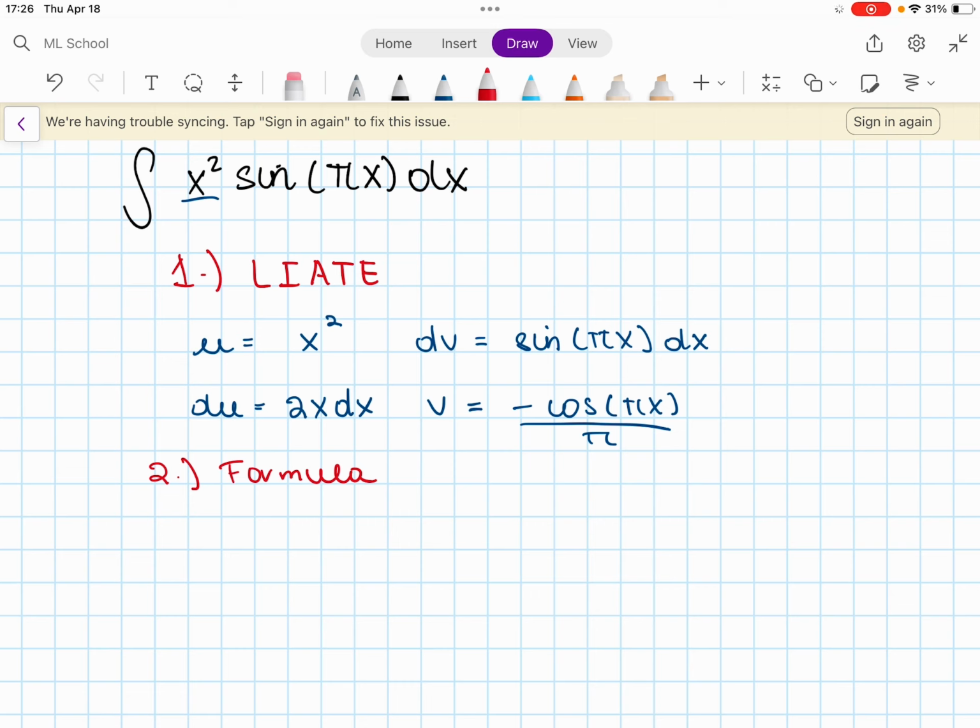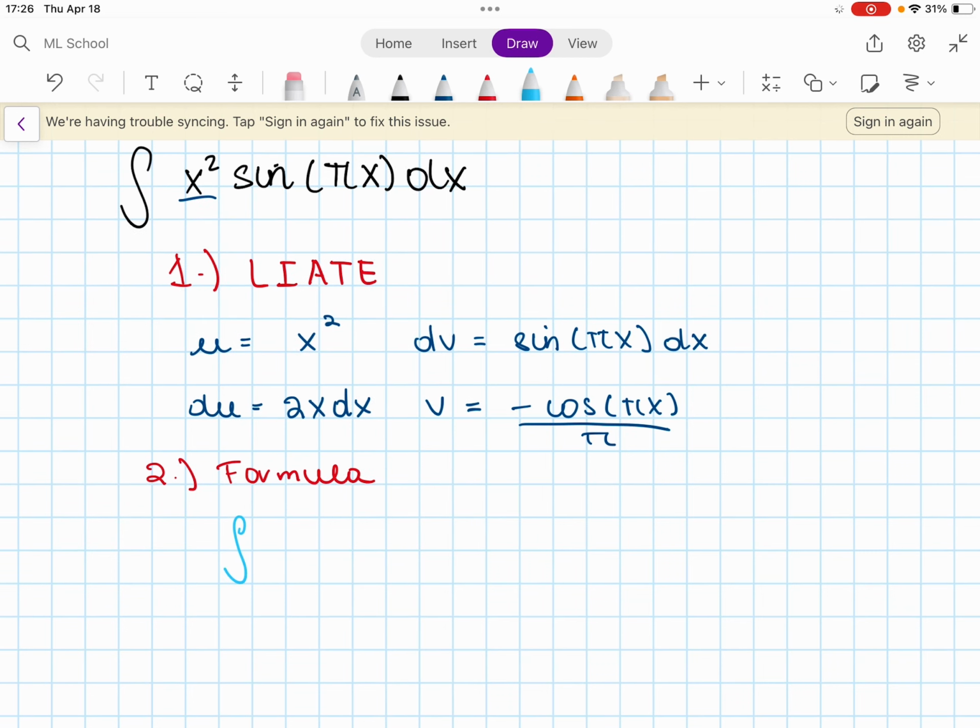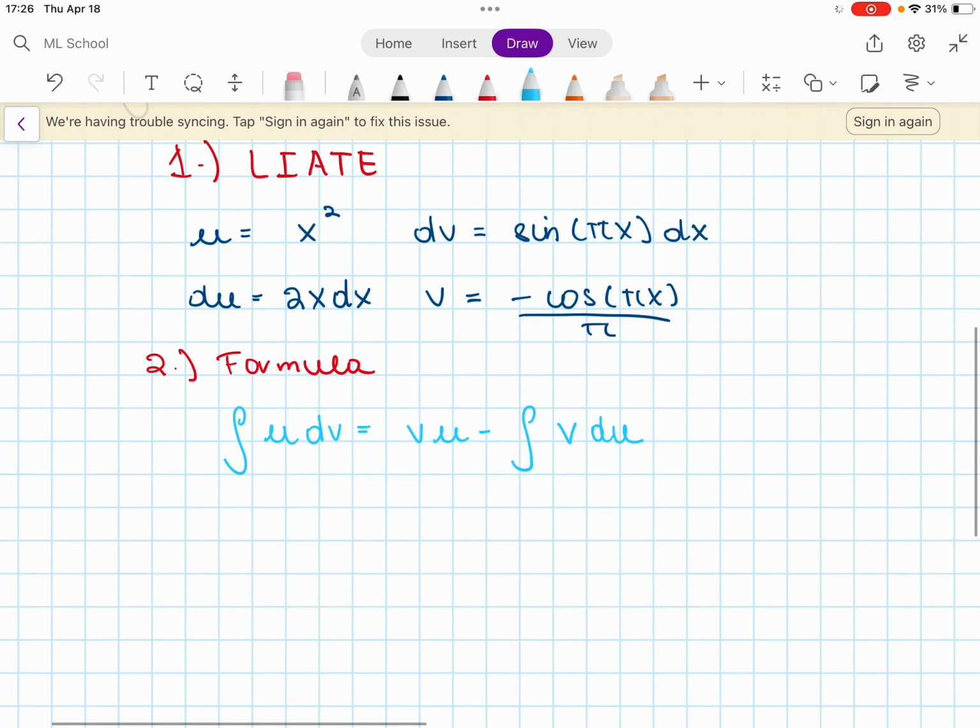This is an integration by parts problem, and what integration by parts says is that the integral of u dv equals vu minus the integral of v du. Okay, and we can actually apply this right now.